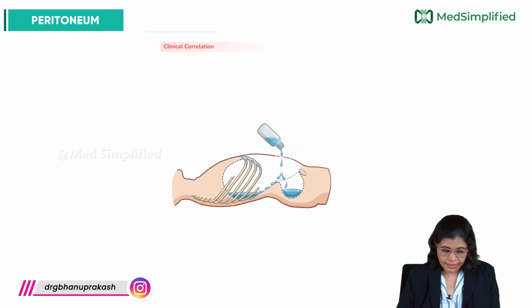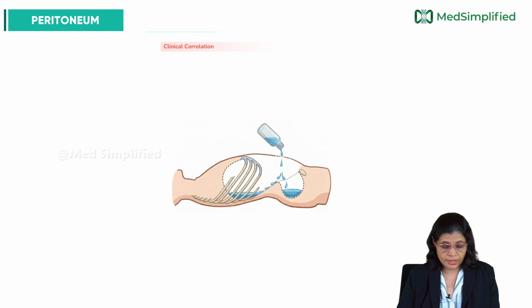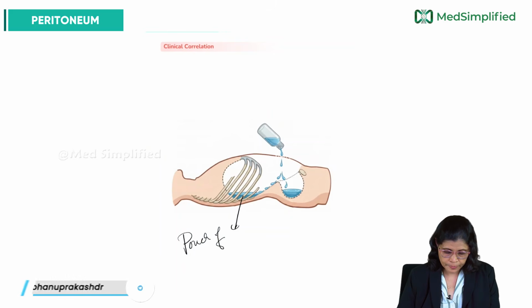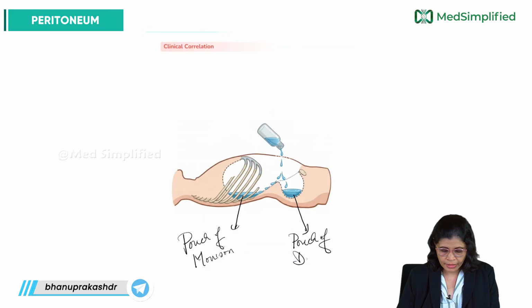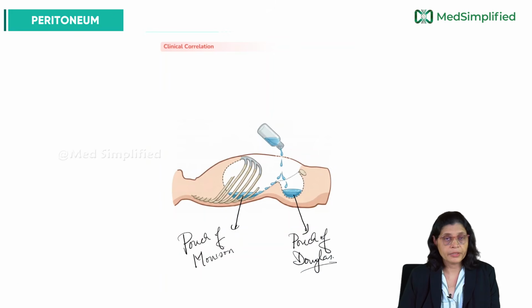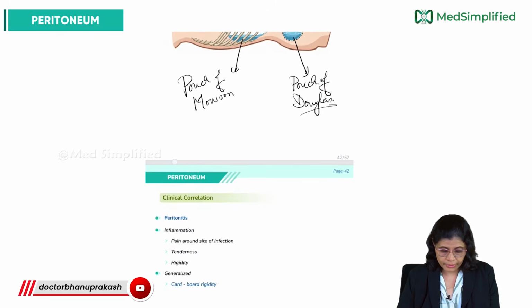So we can see here that this is the most dependent part. In the supine position, the hepatorenal pouch, the pouch of Morrison, is the most dependent, and in the pelvis, the pouch of Douglas. The pouch of Douglas we see only in females. So they become the dependent part where the pus can get collected and form the abscess.